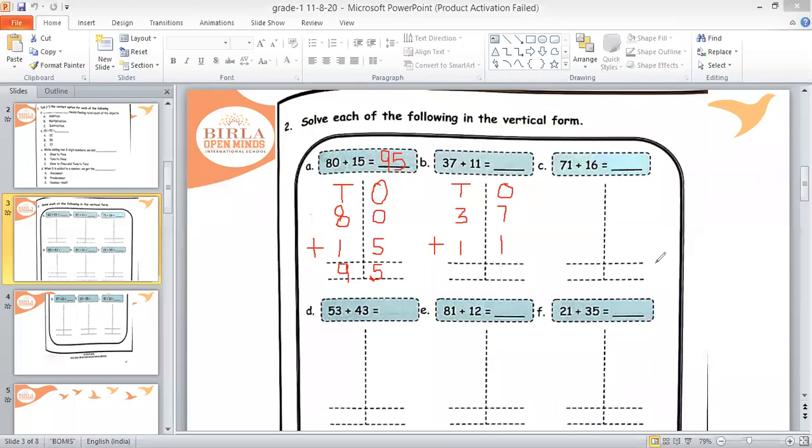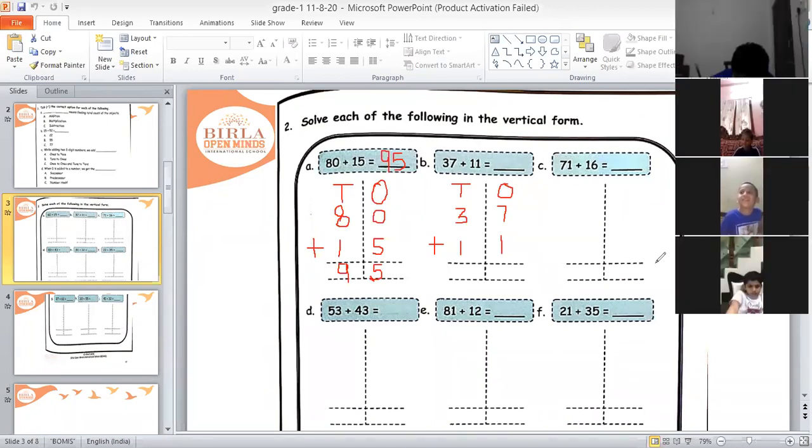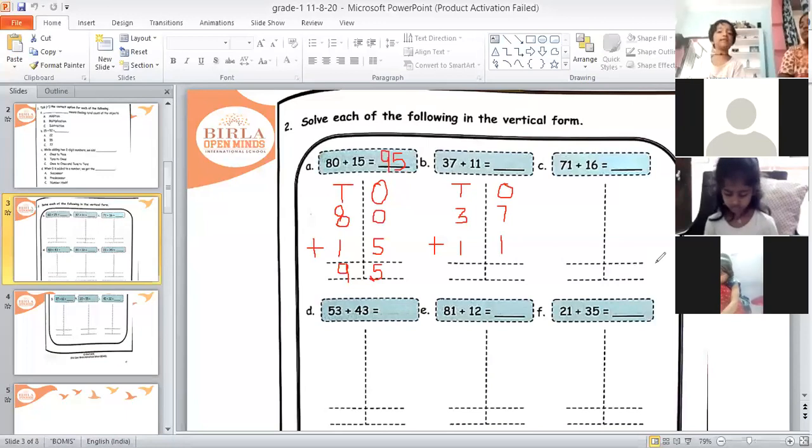So now you have to add the numbers in ones place first. Brinda, you tell me, 7 plus 1 how much? Brinda, tell me, 7 plus 1 how much? After 7 count 1. Yeah. 7 plus 1 is 8, children. So we will write 8 here in ones place.